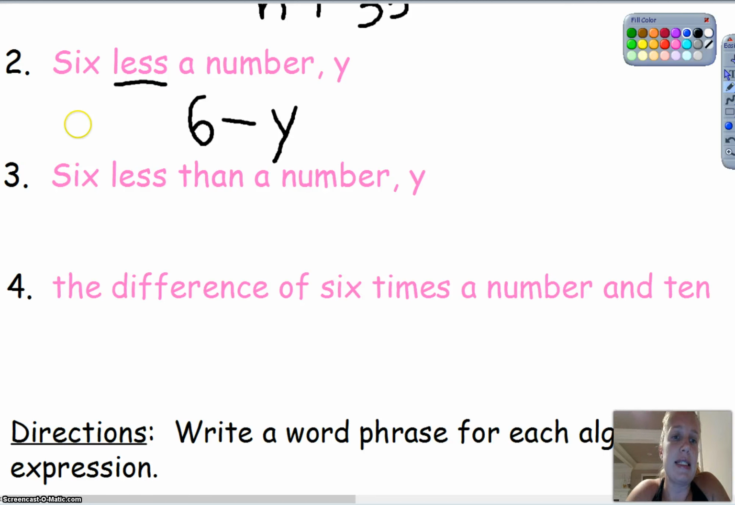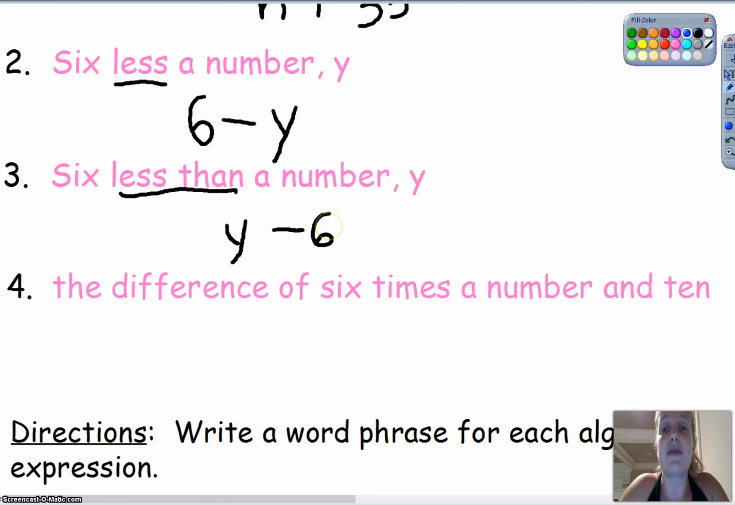Number 3, 6 less than. There's the less than again, which means minus, but I know that this 6 is going to go on the other side. 6 less than a number y is very similar to number 2, except number 2 doesn't have "then." So number 3 says 6 less than a number y, which means you're going to have to switch the order then. y, take away 6.